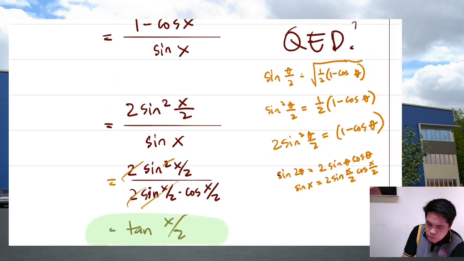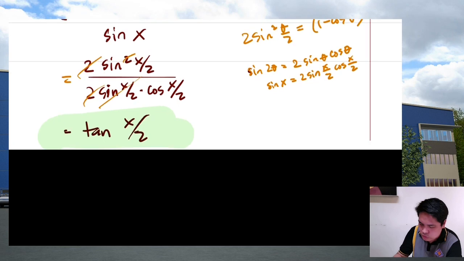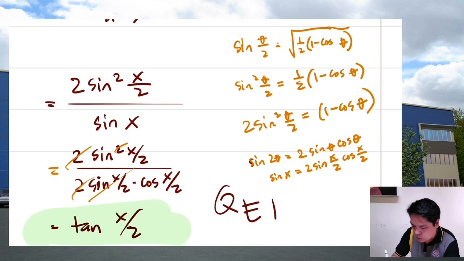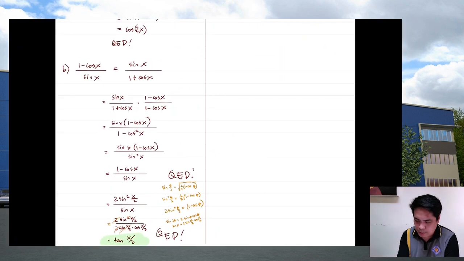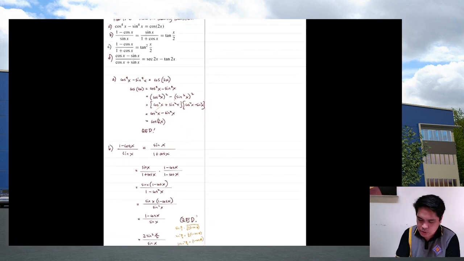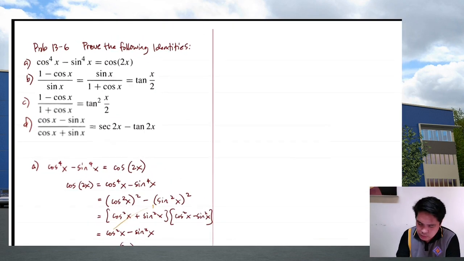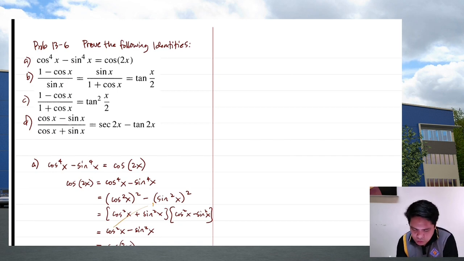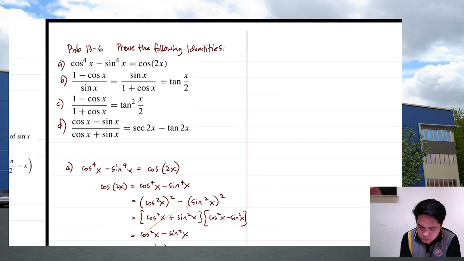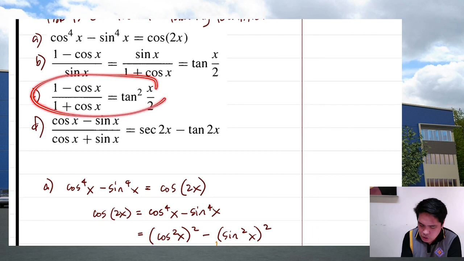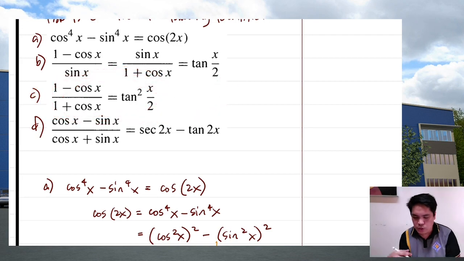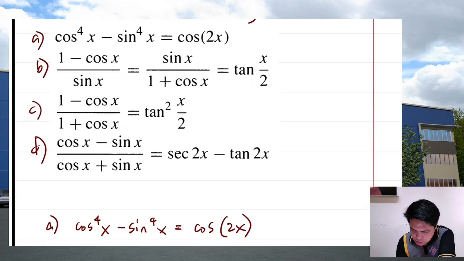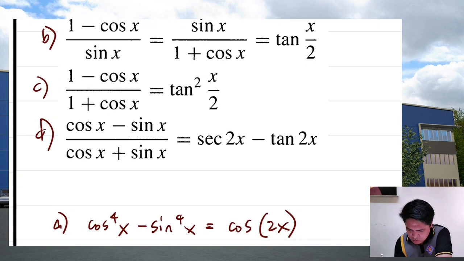So na-prove din natin that's equal to tangent x over 2. Again, QED. Quite easily done. Okay? So let's proceed to another one. How about, ito, just prove letter C. Kasi the solution is just similar to what we have done kanina in the previous equation.